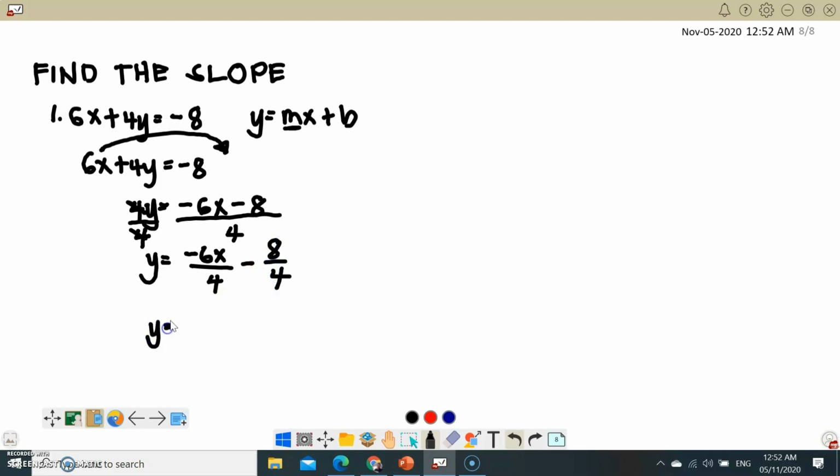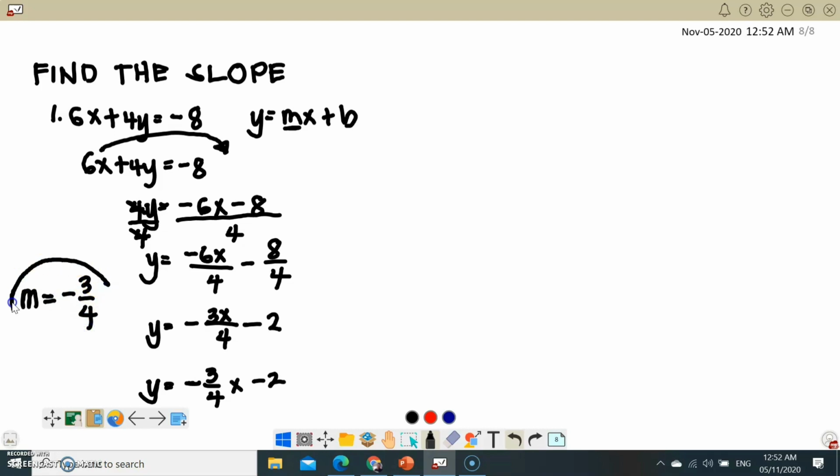So y is equal to negative 6x over 4, which is equal to negative 3x over 4, minus 8 over 4, which is equal to 2. So we can write y is equal to negative 3/4 x minus 2. So from here, we can now identify what is the slope. So what is the slope of the equation 6x plus 4y equals negative 8? It's negative 3/4.